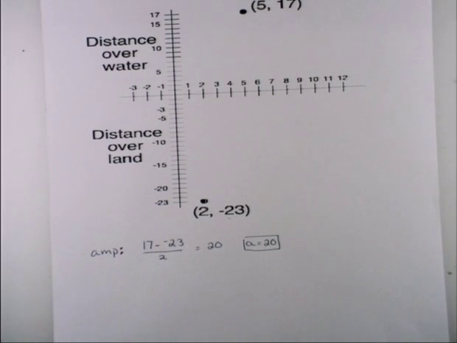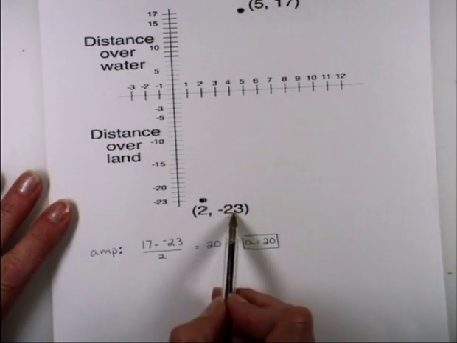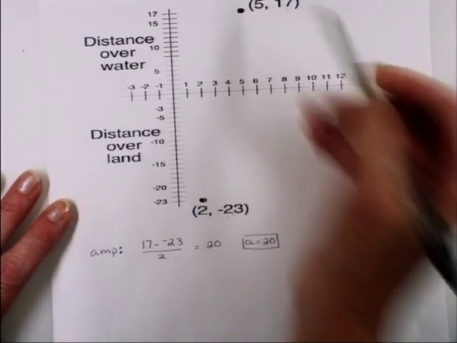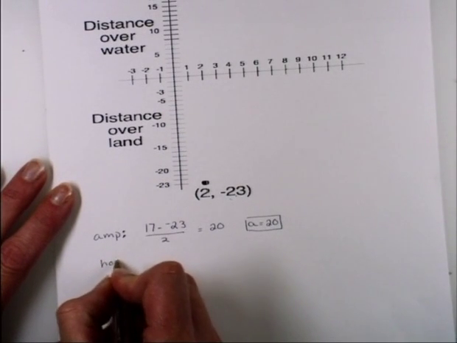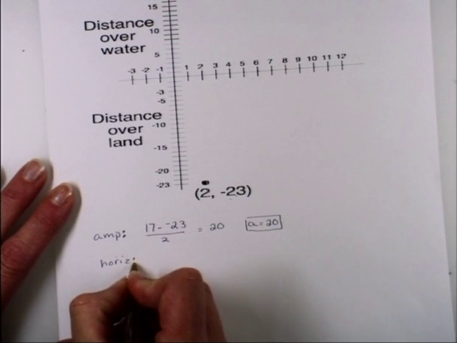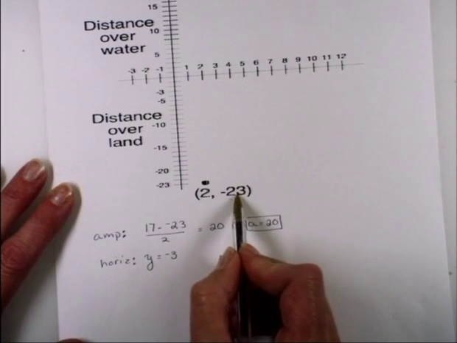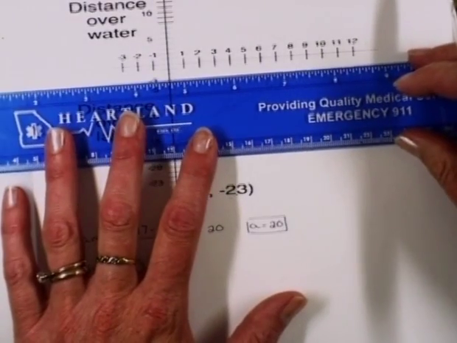All right, next what I want to figure out is where is that horizontal line? Has it been shifted up or down? So I'm going to try to figure out my horizontal translation. The way I can do that is I can either add 20 to my minimum or subtract it from my maximum. So if I add 20 to my minimum, it looks like my horizontal axis occurs at y = -3. So -23 plus 20. So I'm going to go ahead and draw that in here.